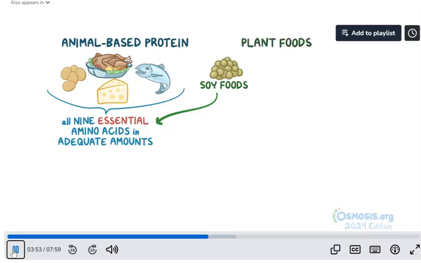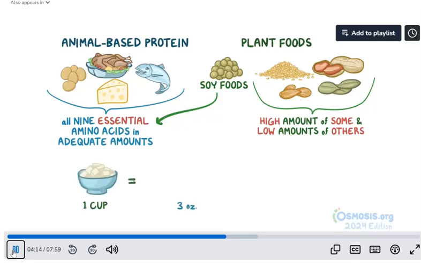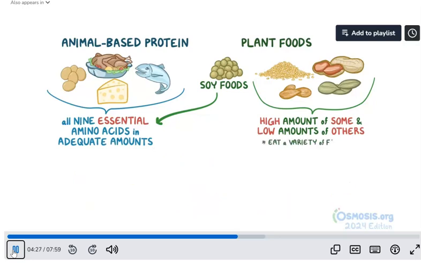Most other plant foods, including whole grains, legumes, nuts, and seeds, have high amounts of some amino acids and low amounts of others. Hearing this, it might be easy to assume that animal-based foods provide more protein than plant-based ones. But, as it turns out, a cup of tofu has the same number of grams of protein as 3 ounces of steak, chicken, or fish. And half a cup of lentils has more grams of protein than an egg. And not all plant foods are low in the same amino acids, so eating a variety of plant-based foods can provide all 9 of the essentials.